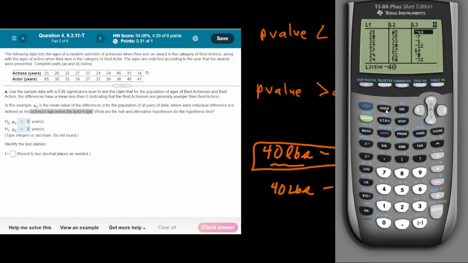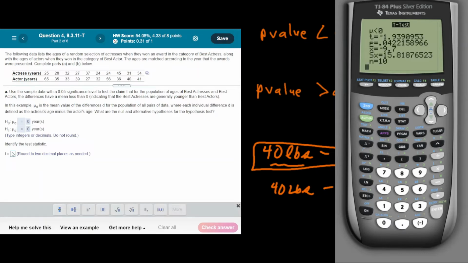So let's hit second quit. Go to stats. We're going to go to tests, T-test. Data. That should be 0. That should be L3. We're going to use the same symbol that we use in our problem here. So H1, which is the alternative hypothesis. Hit calculate. And there it is. So your test statistic here is whatever your T is, and it's negative this time. So this is negative 1.94.